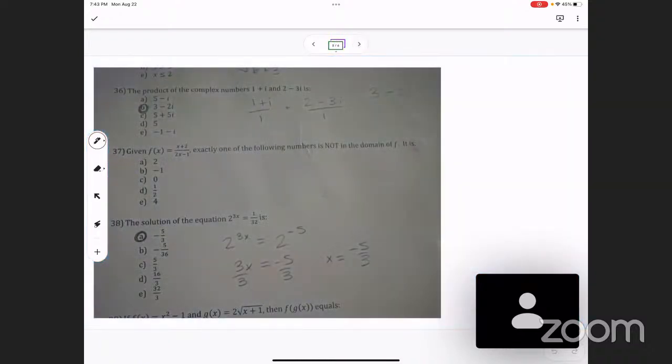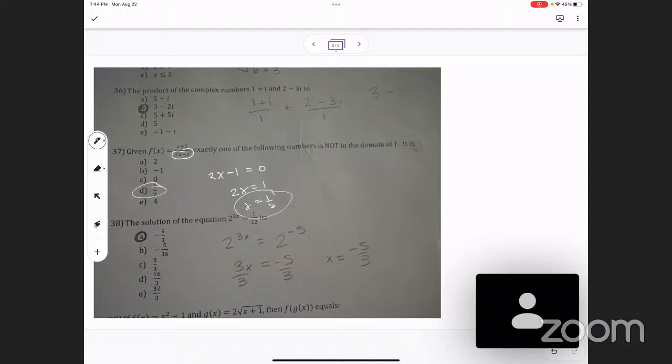Which other one do you want from here? 37? Yeah, 37. Given that exactly one of the following numbers is not in the domain. The ones that are not in the domain are when you can't divide by 0. So set this denominator equal to 0, and that'll be your answer. 2x equals 1, x equals 1/2. 1/2 is not in the domain.